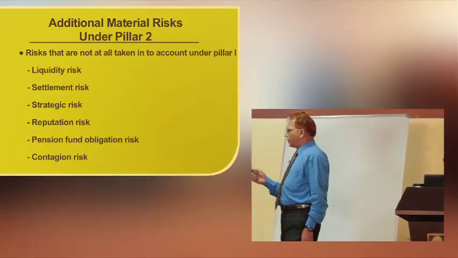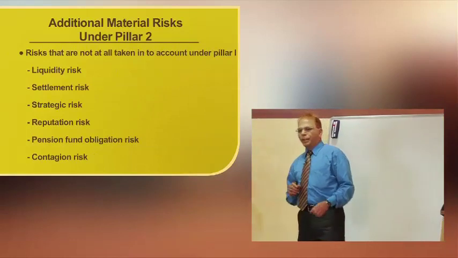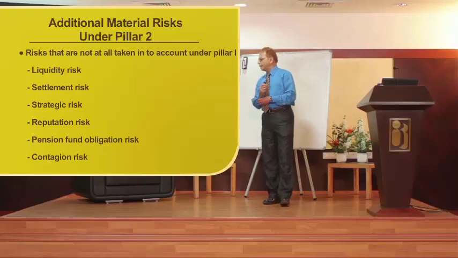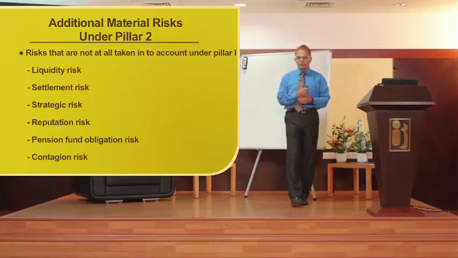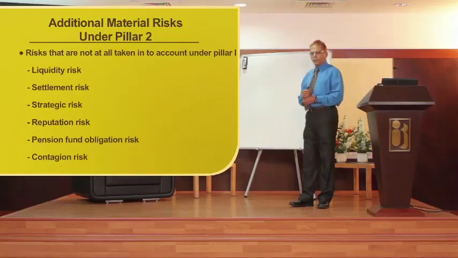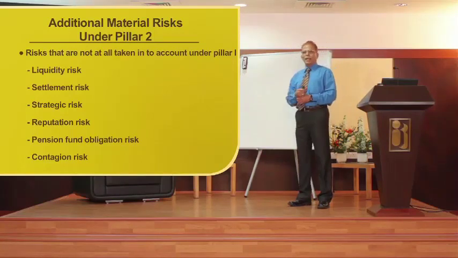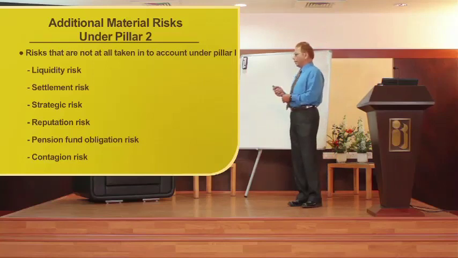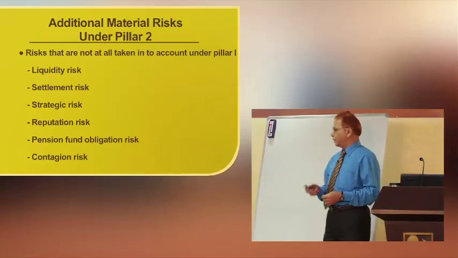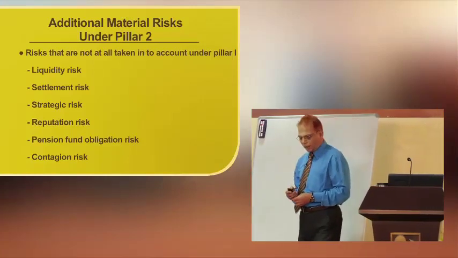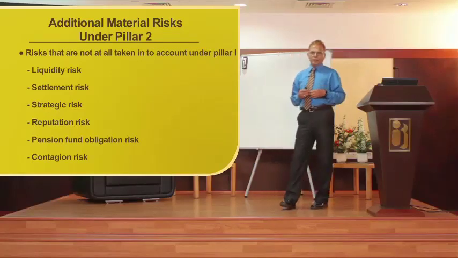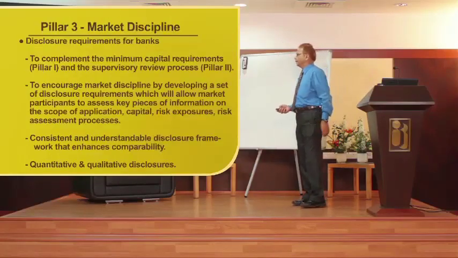Pillar 2 also talks about risks that are not at all taken into account under Pillar 1. These are liquidity risk, settlement risk, strategic risk, reputation risk, pension fund obligation risk. We know that we have a huge liability towards the pension scheme which was introduced in the banking industry, but all the banks are not fully provided for. So that also needs to be considered for maintaining additional capital. And contagion risk is basically to capture the systemic risk. It depends on the size of the bank, and we will talk about that later.